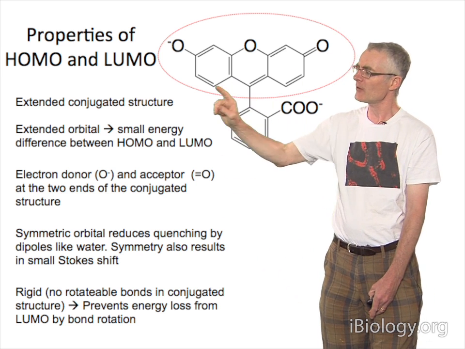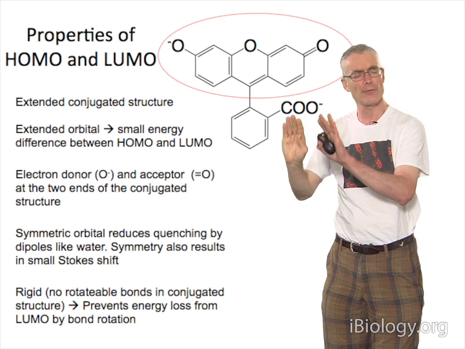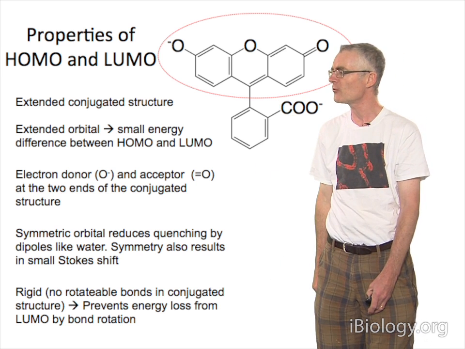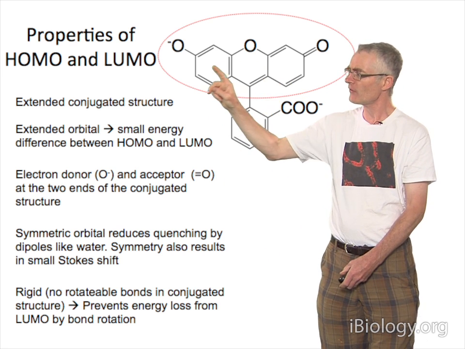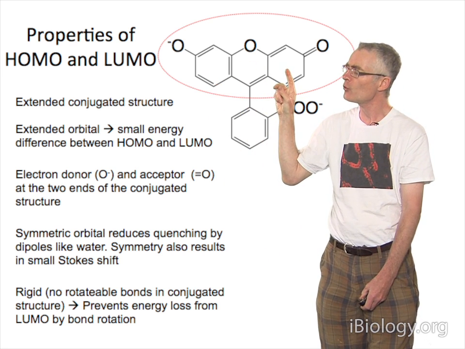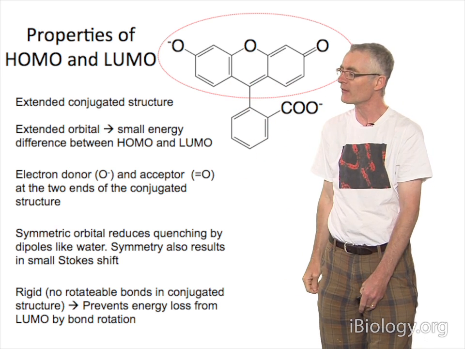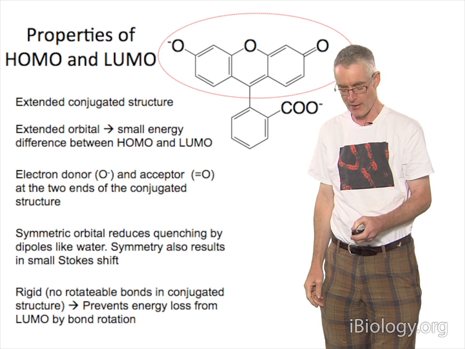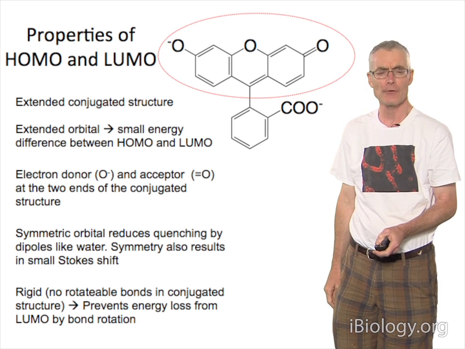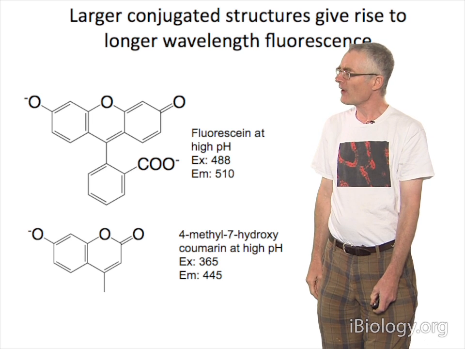And it turns out this symmetry here is also responsible for the fairly small Stokes shift, the small difference between the excitation and the emission. And the one other notable point about this structure, if you look at this extended orbital here, there are no rotatable bonds. The whole thing is rigidly locked into these three rings. And it turns out if the molecule can rotate, it tends to be a way it can lose energy and become less fluorescent. Now, first, let me talk a little bit more about this size issue.